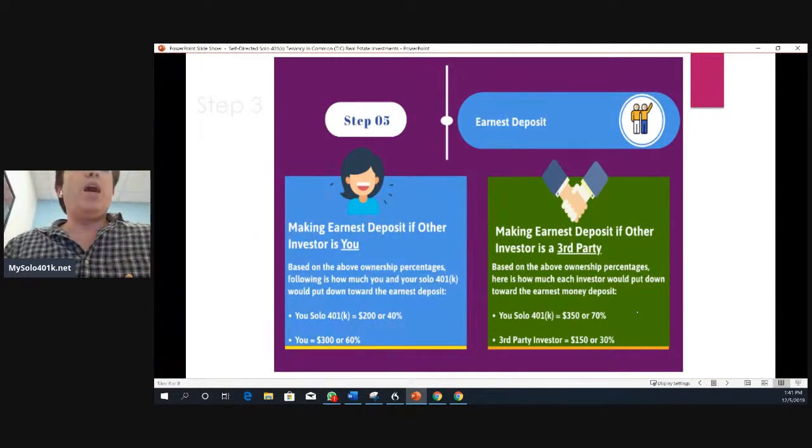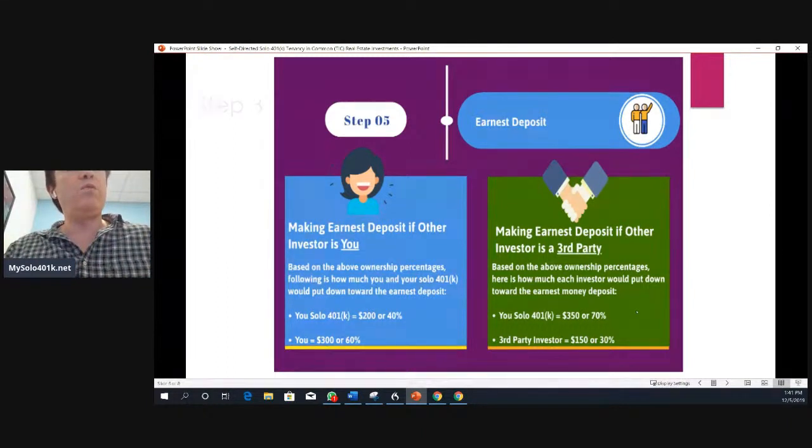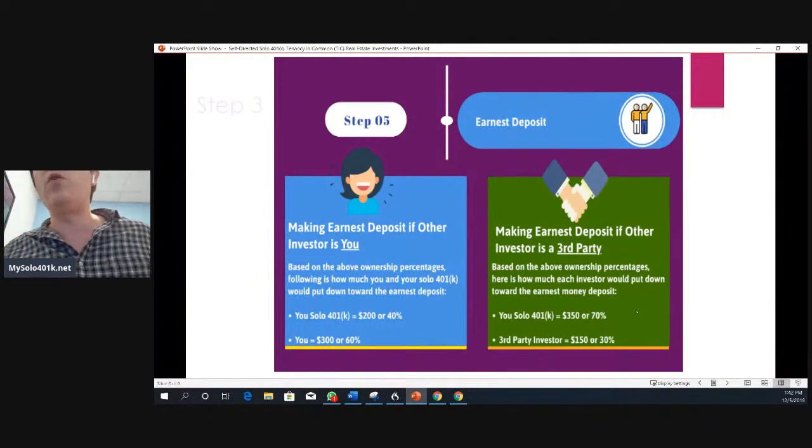When you're making that earnest deposit, if it's you and your 401k, like in this scenario on the slide, 40% from the 401k and 60% from you, then 40% of the earnest deposit comes from the solo 401k and 60% comes from you. It works the same when it's a third party. Let's say it's 70% from the 401k and 30% from the third party investor. You have to be observant of those ownership percentages and ensure that the funds are coming in proportion to those ownership percentages.